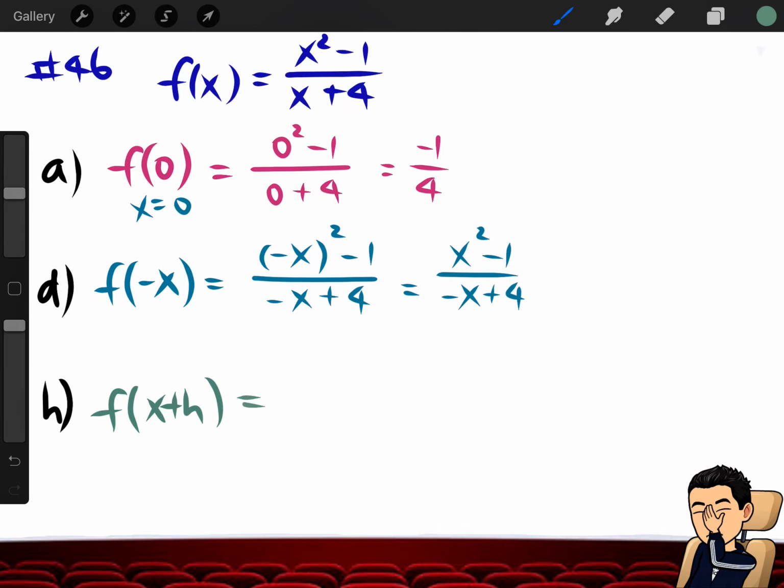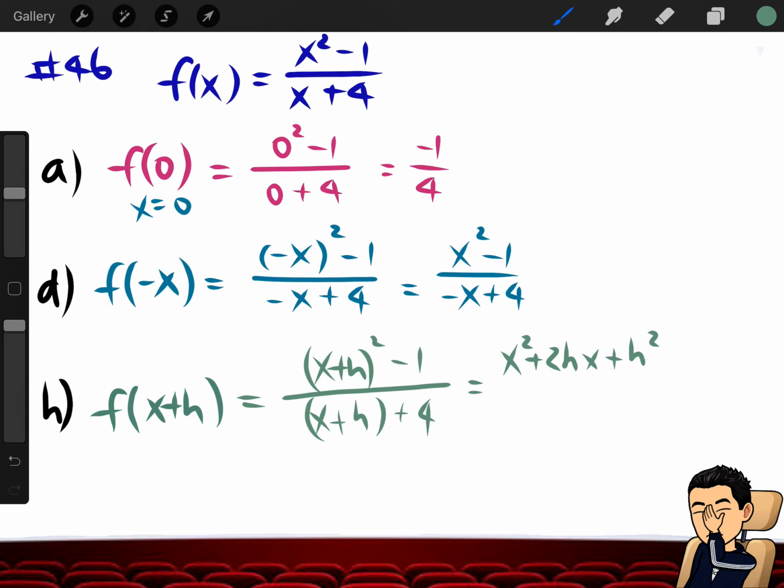So you're going to be subbing x plus h into the x. So x plus h squared minus 1 over x plus h plus 4. What you're going to do is FOIL and multiply this x plus h squared out. So that's going to give you x squared plus 2hx plus h squared, and then subtract 1.